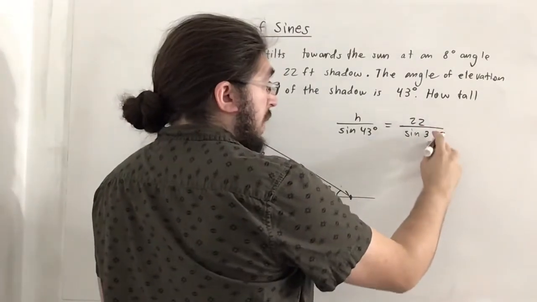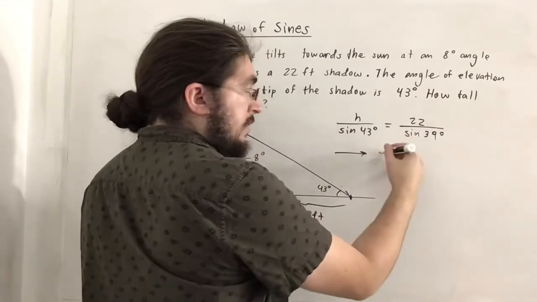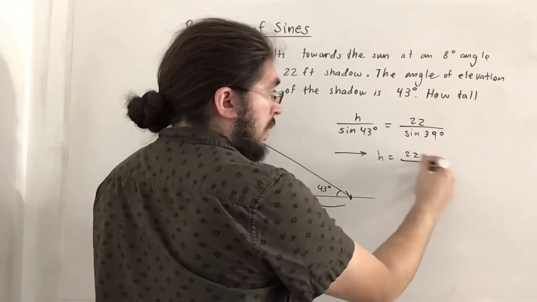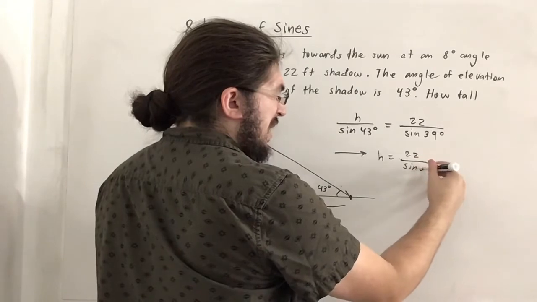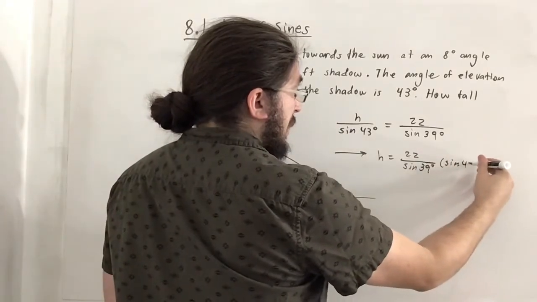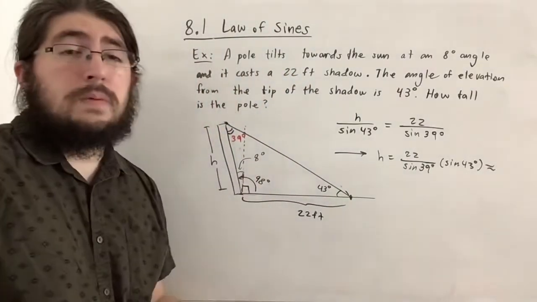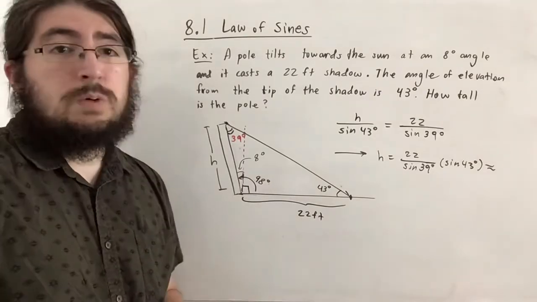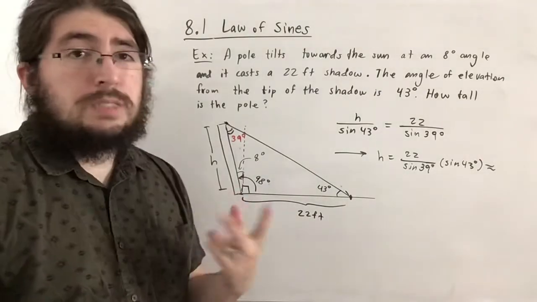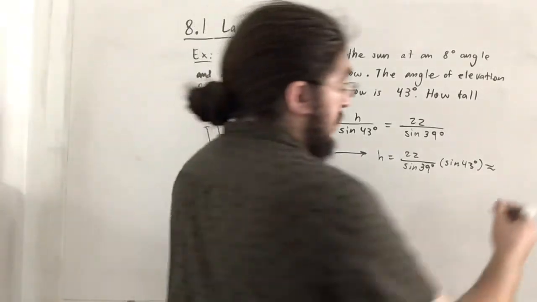Now all we have to do is do exactly what we did in the previous problem, and that's multiply both sides by this denominator to get h by itself. So h is 22 over sine of 39 degrees, multiplied by sine of 43 degrees, and then we can use your calculators to approximate this, and that's really going to be it for this problem. So now let's use your calculators and see what we get. All right, so rounding to two decimal places, just like in the last problem, I got about 23.84 feet.